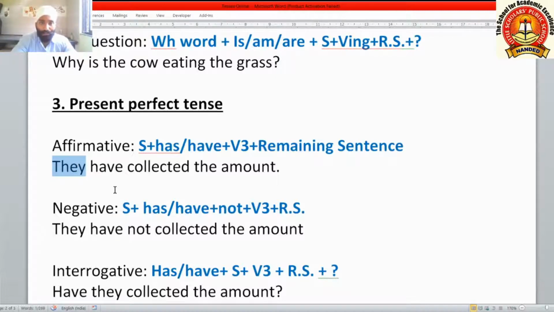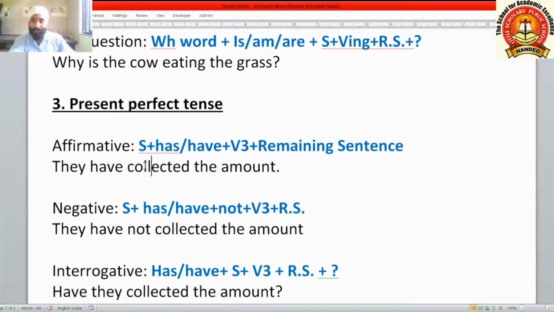Here you can use: Sumit has collected the amount. If you are using Sumit or he or she, has collected the amount, you will use "has". She is singular, Sumit is singular, he is singular. This is why we will use "has". If we are using they or any plural noun, students have collected the amount. So students is the plural noun. With plural nouns, we will use "have".